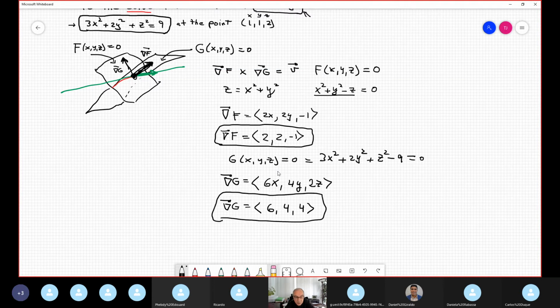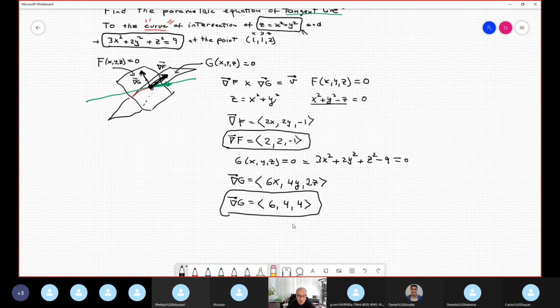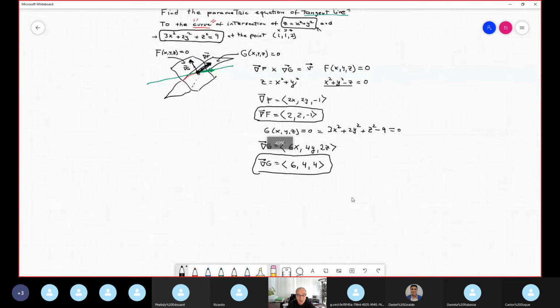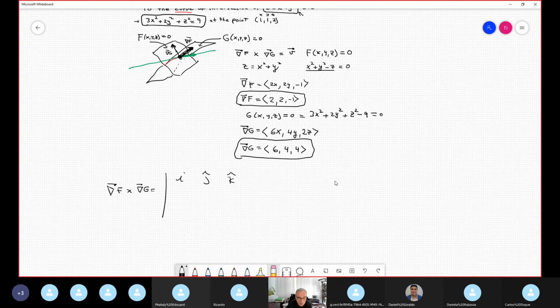Now perform a cross product. It doesn't matter what you do first or second, because the only thing that changes is the direction. But I prefer in that order: cross product, gradient F cross gradient G. So it is i, j, k, the standard orthonormal unit vectors. You copy 2, 2, -1, and 6, 4, 4.